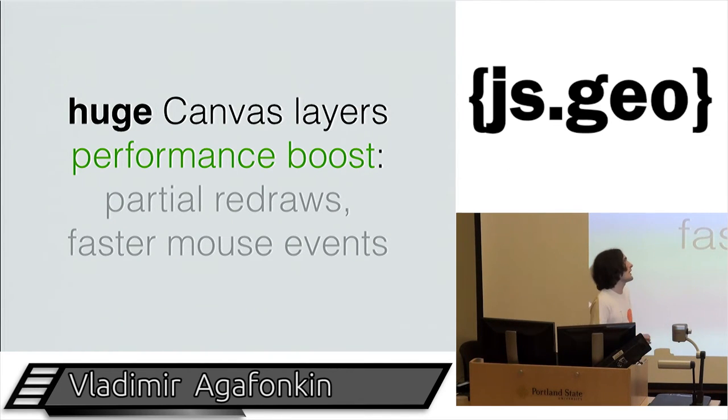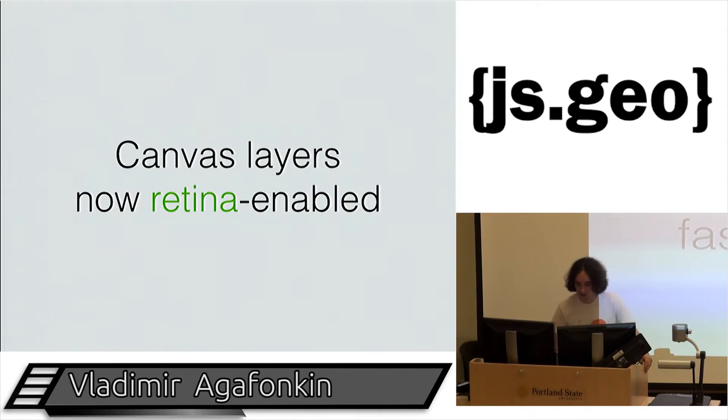Canvas layers also got really, really fast, because now when some layer changes, it does partial redraw instead of redrawing the whole canvas scene. And the hit detection algorithm for mouse movements is also much faster. So generally, if SVG layers are not cutting it for you and you have too many layers on your map, switch to canvas and it may be much faster. And canvas layers are now Retina screen enabled.